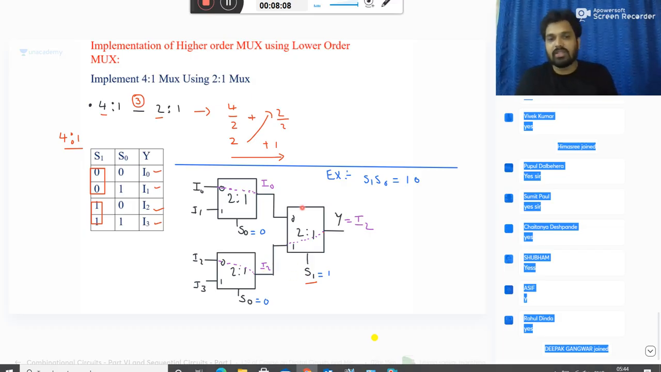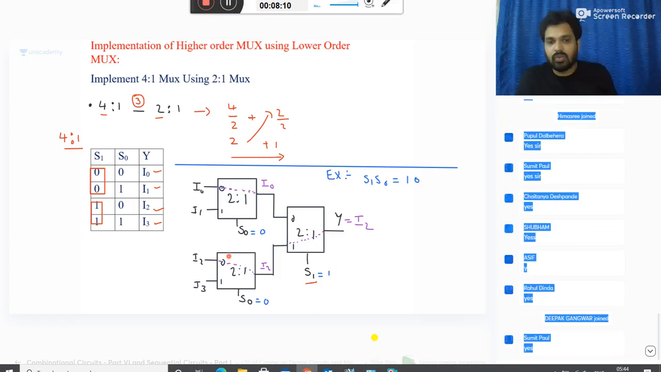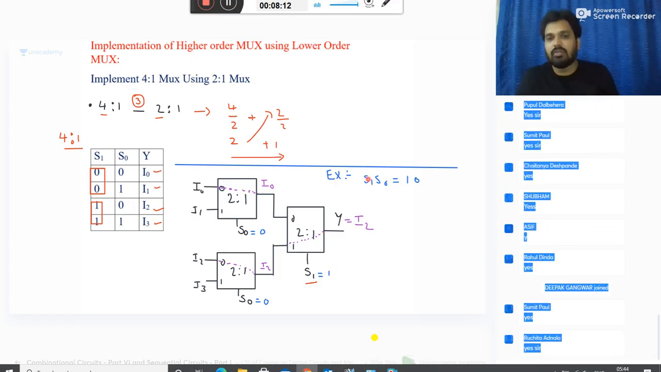Okay, so you can visualize the switching. This I2 is transferred to the output based on the inputs 1 0. Similarly, you give 1 1, I3 will come, 0 1, I1 will come, 0 0 will give you I0. This is how you can implement one multiplexer using another multiplexer. So you have 2 by 1, you made 4 by 1, but you need an extra multiplexer here. Don't assume 2 plus 2 is 4. So if it is clear, I can move further.